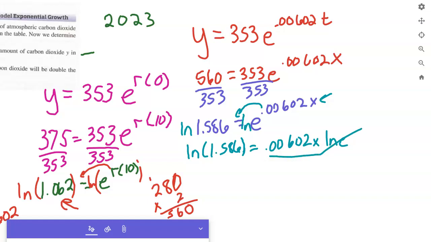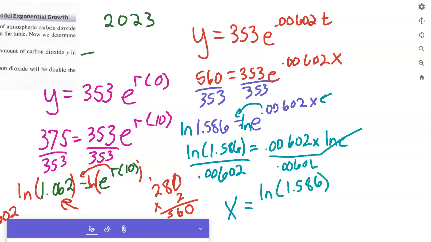So we can end up dividing by 0.00602. And so my years when it will be doubled is to take the natural log of 1.586 divided by 0.00602. And so what you get is approximately 76.6 years.